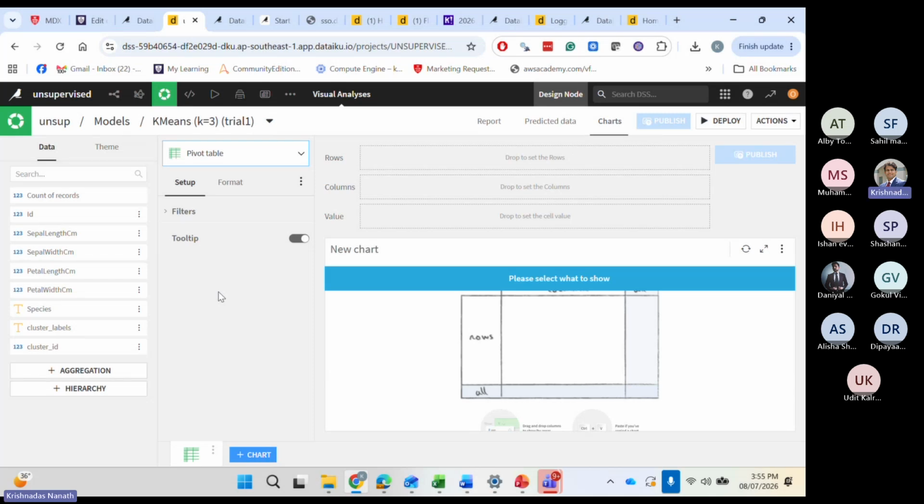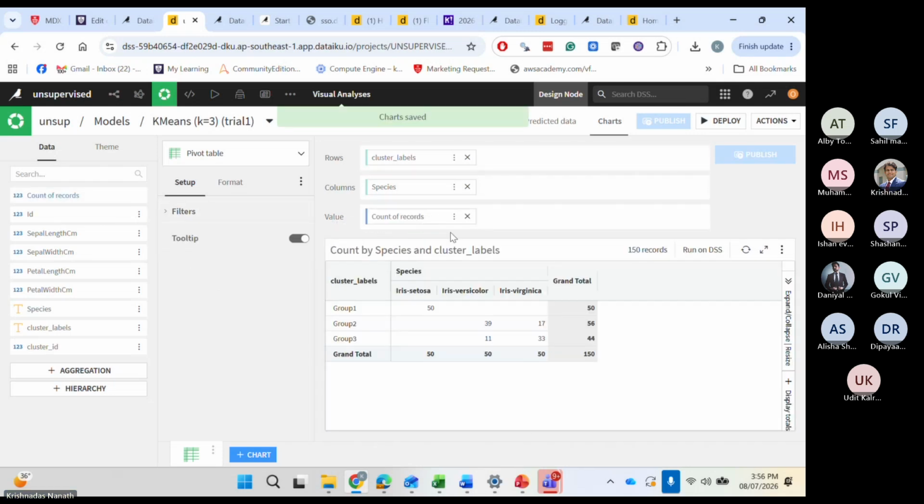What do I put in rows? Okay, let's see, cluster labels in rows. What do I put in columns? Species. Good. You guys are good. Okay. And values? Count of records.